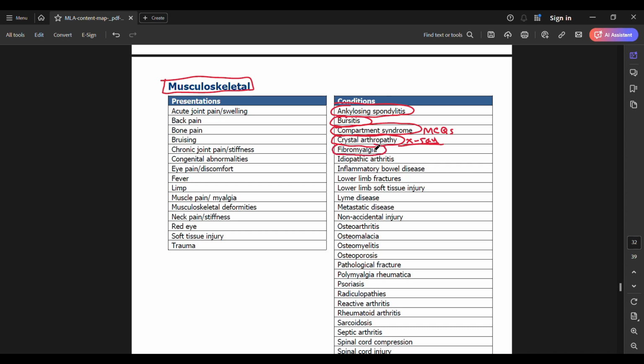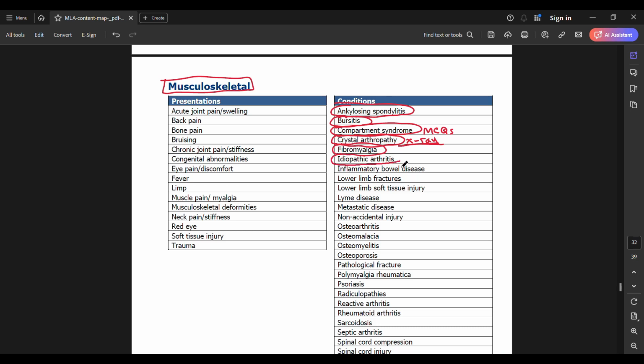Next, you have fibromyalgia. Do that well. Know if there is tenderness or not. Know what kind of history the patient's going to give you. So you should be able to diagnose fibromyalgia, and you should know how to manage it as well.